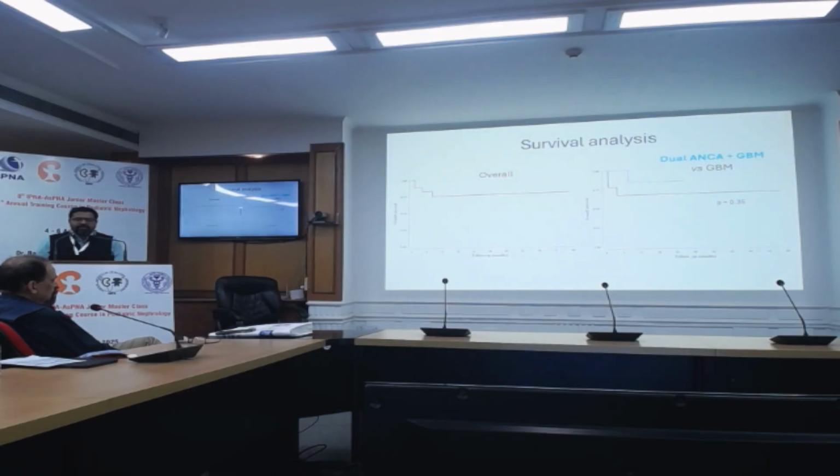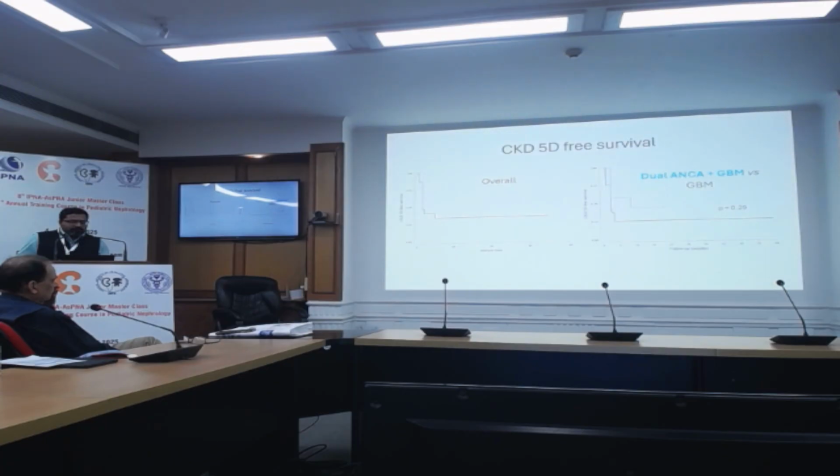We tried to do survival analysis of these patients. Overall survival in about 75% of the patients did not make a difference whether they had dual disease or only anti-GBM disease. CKD5D survival also did not make a difference. However, many patients had very early CKD, required dialysis, and continued dialysis dependent over 3 to 5 years.